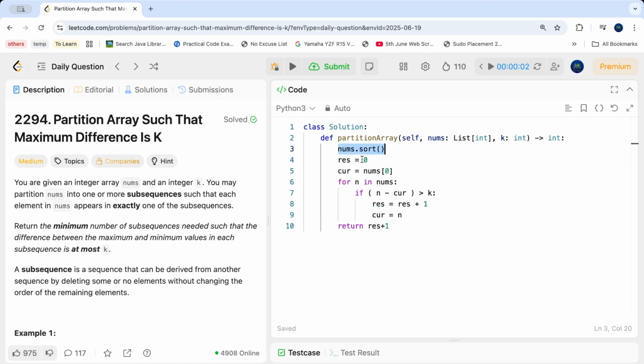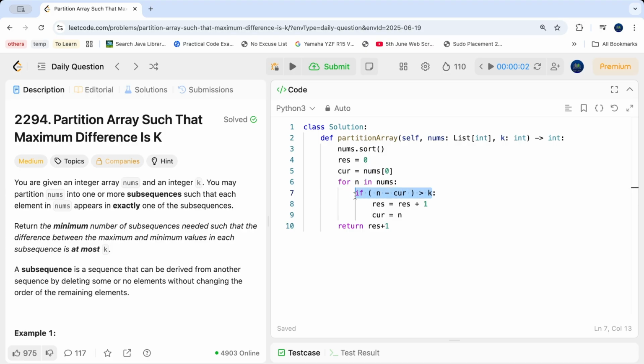So nums.sort. Then the result is going to be 0. That's the number of groups we have. And then the current value, or you can say the minimum value for the current group, is going to be nums of 0. That is the first value in your data. Now for n in nums, you are just going to run a loop in your nums array, and you are going to check if n, which is the looping variable, minus the current number, or the minimum number I have, if their difference is more than k.